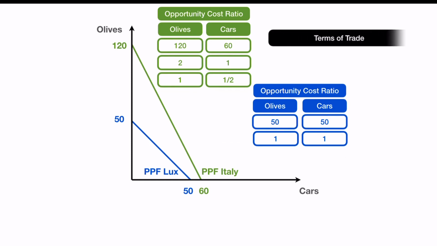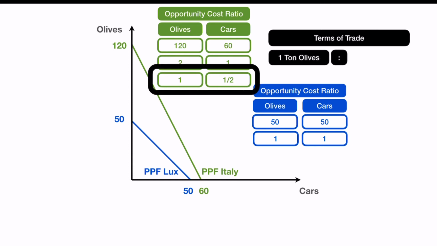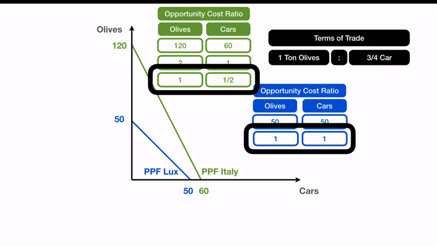We can then look for suitable terms of trade. Italy would need to give up half a car to produce a tonne of olives. So they will sell for any price above half a car. Luxembourg would need to give up 1 car to produce a tonne of olives. So they would be willing to buy for any price below 1 car. Therefore, a rate of 1 tonne of olives to 3/4 of a car would suit both.